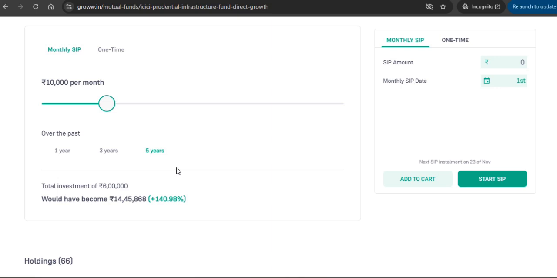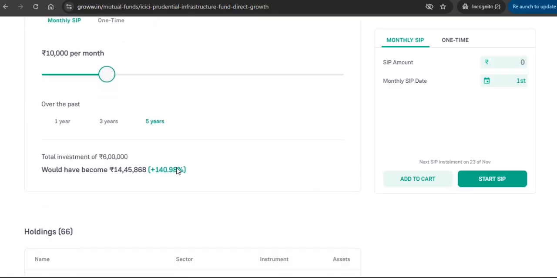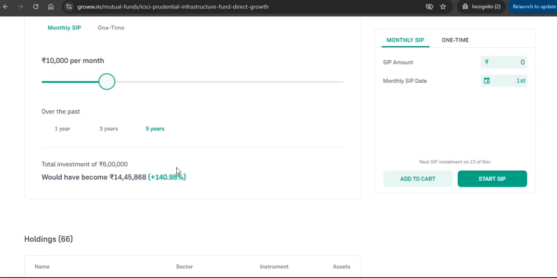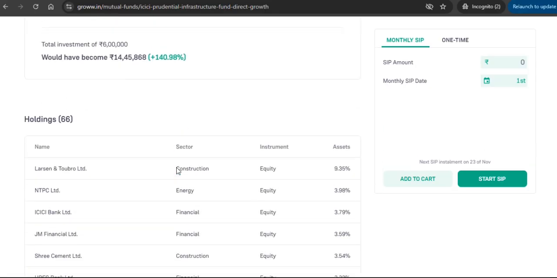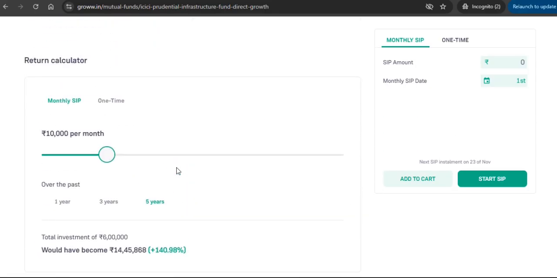If you are compounding in one mutual fund and investing some amount of money monthly, after the long term you're definitely going to get a good return. So this is what I'm telling. You can actually plan it accordingly.